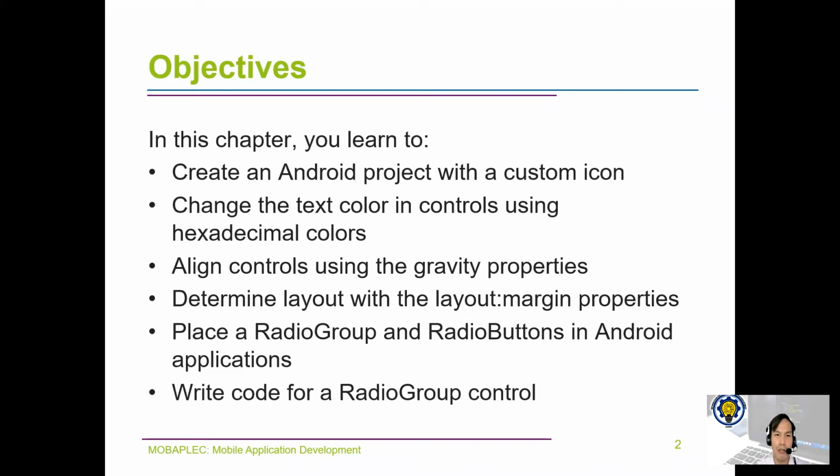And also part of the objectives is that we could determine what those layouts are based on its properties in terms of the margin layout. Also here you can learn about the radio button, radio group and radio buttons in Android applications. Also the coding guidelines of how the radio group control works. So actually there are associated codes between different controls. As we go through, you can learn those things. It's part of the objectives.